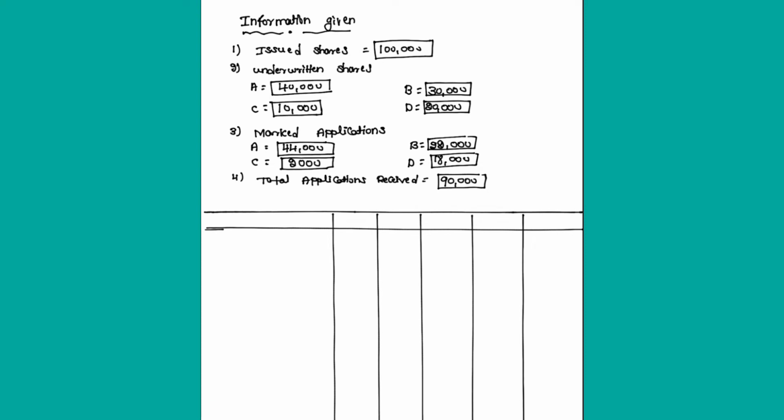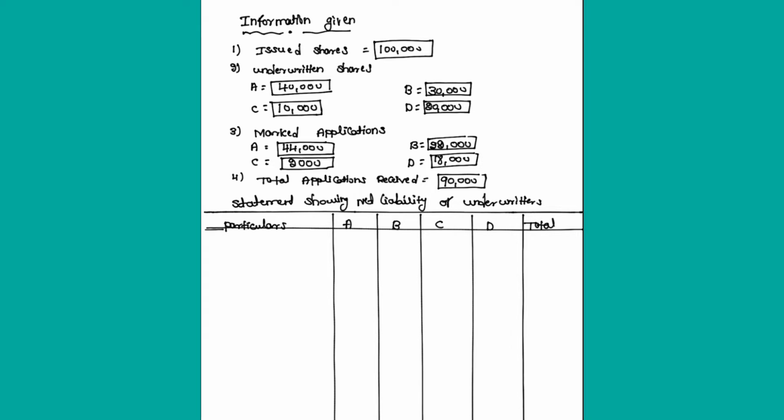So what we have to identify? We have to identify net liability of each underwriter. So, statement showing net liability of underwriters. Particulars. How many underwriters are there? 4 underwriters: Underwriter A, B, C, D, and a total column.